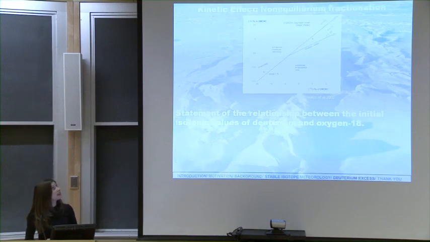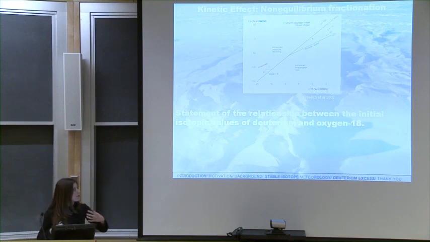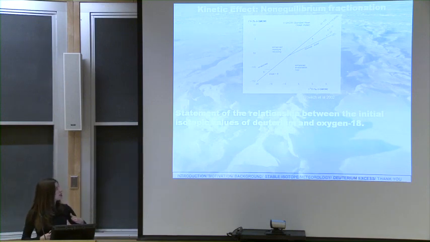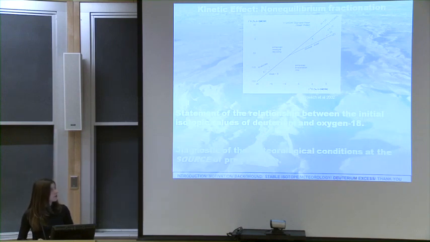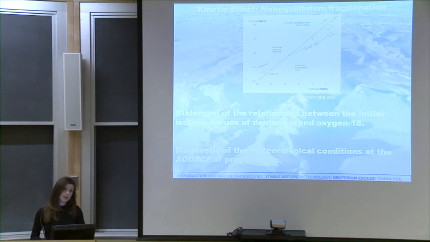Now, instead, if we consider the kinetic effects of non-equilibrium fractionation, the take-home message is that the important relationship here is the relationship between the initial isotopic values of deuterium and oxygen 18 at the moisture source. Now, these two isotopic species respond very sensitively and very differently to different kinetic regimes of things like diffusion at the sea surface. So for that reason, deuterium excess is diagnostic of the meteorological and thermodynamic conditions at the source of precipitation.